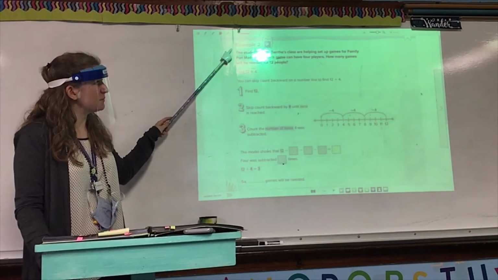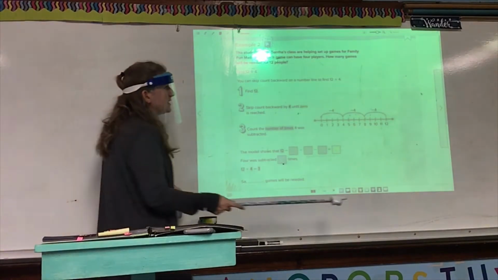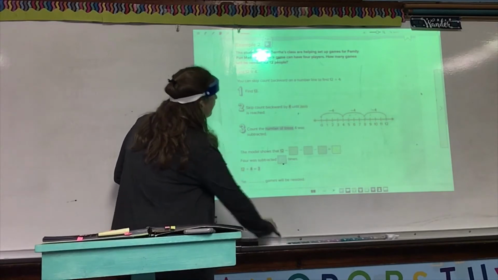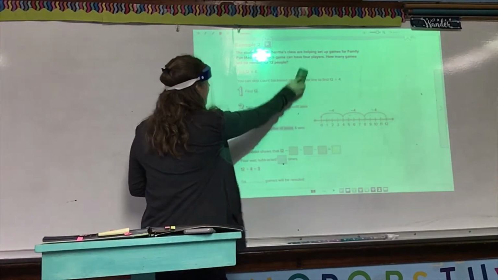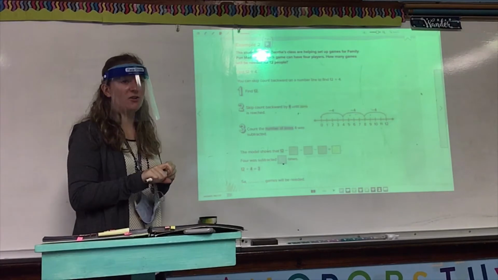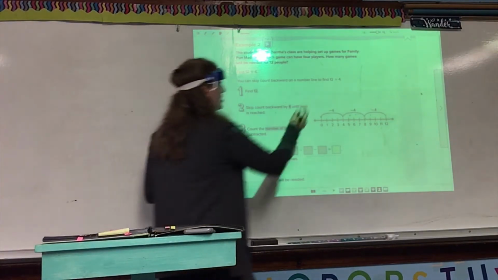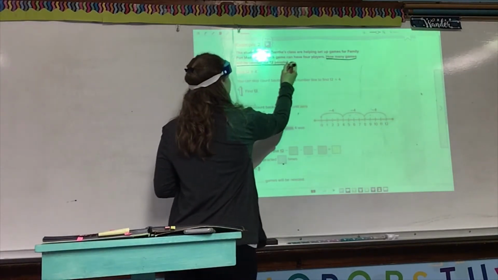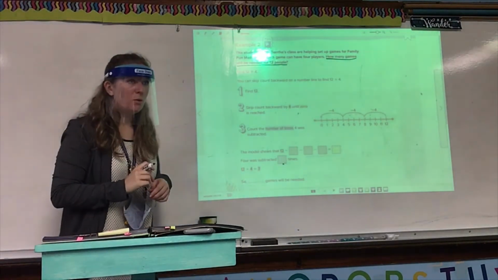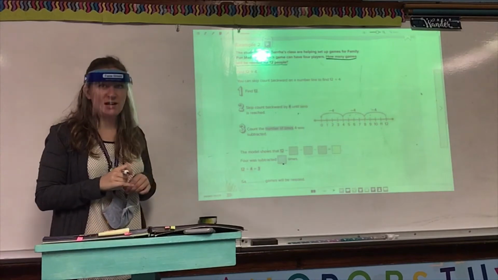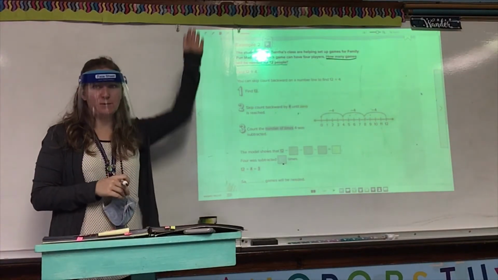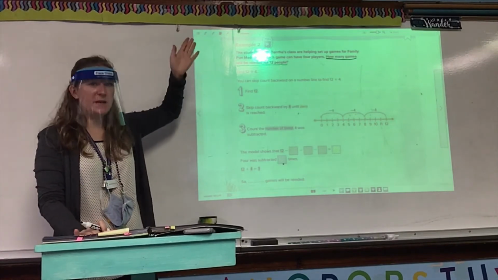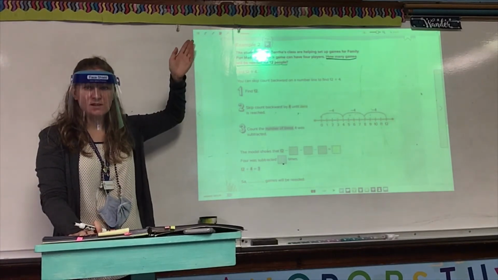The students in Mr. Bantha's class are helping set up games for Family Fun Math Night. Each game can have 4 players. How many games will be needed for 12 people? So there's our question. How many games will be needed for 12 people. Well, where do we find the unit our answer and at least one piece of our problem will be? Smith.